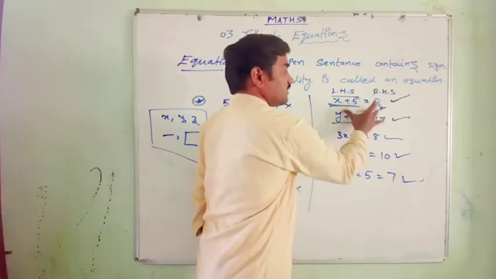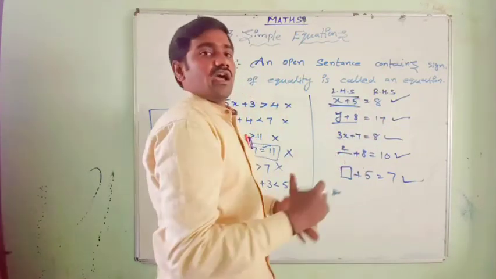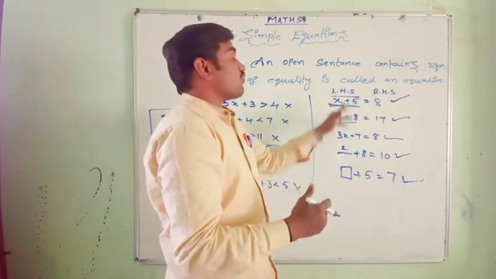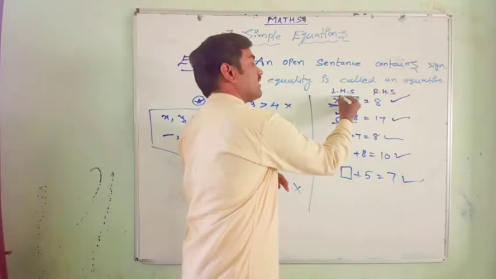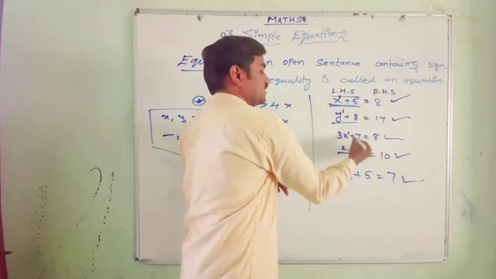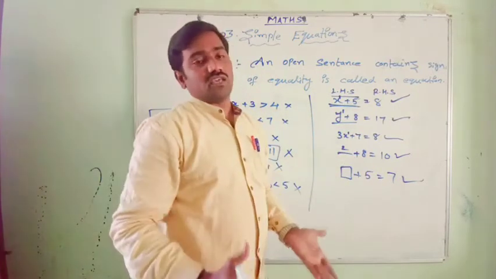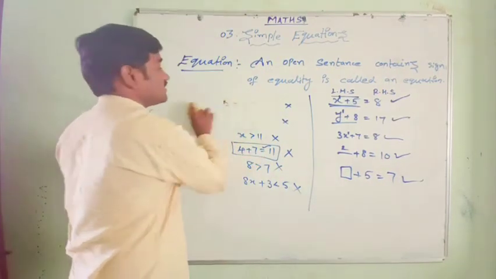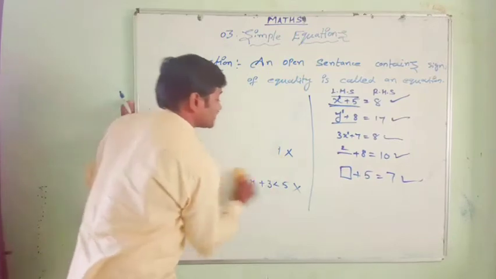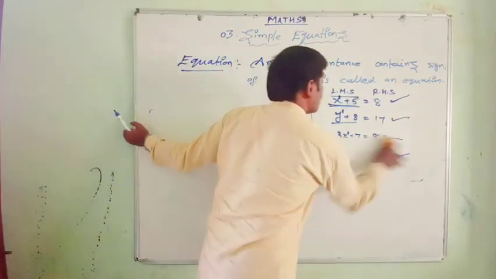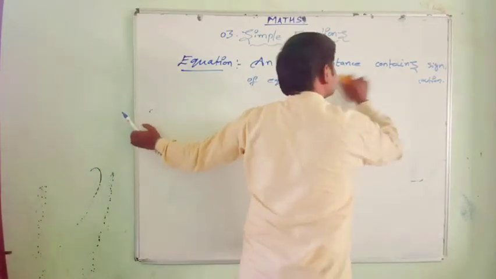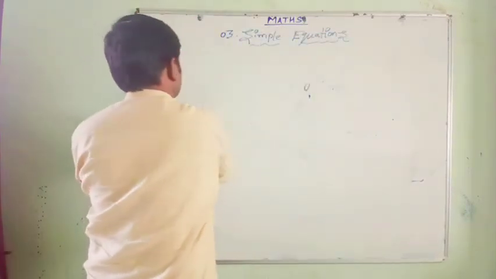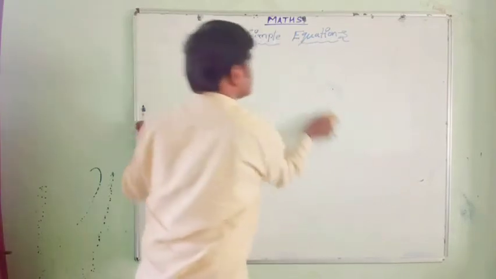Now we know the meaning of equation. An open sentence that contains a sign of equality is known as an equation. In that equation, if we have only one open sentence with power 1, if there is nothing written, it is known as power 1, it is known as a simple equation. So we are going to get very simple equations here, that means to solve them. So let us enter into the exercise and solve the first exercise problems in these simple equations.